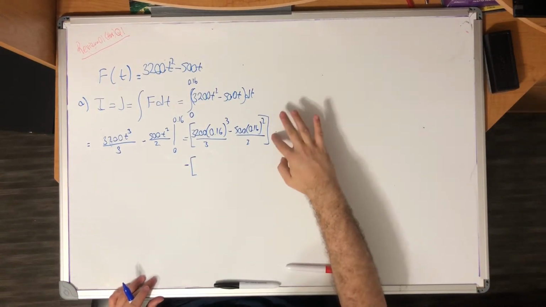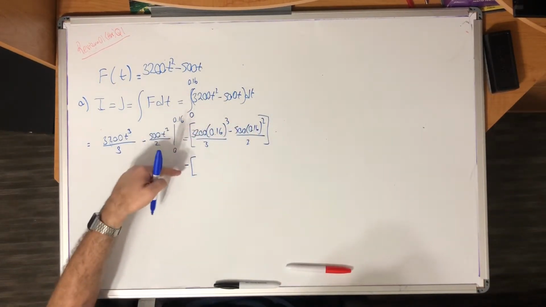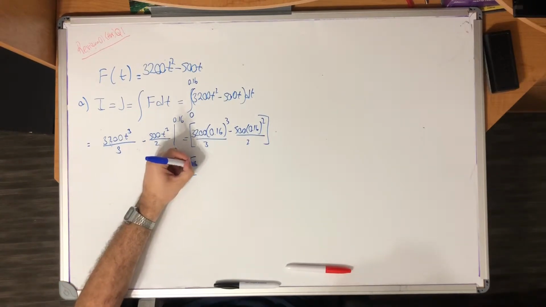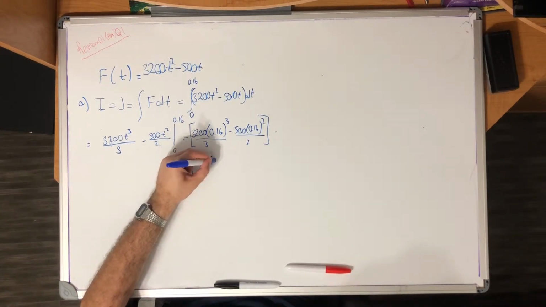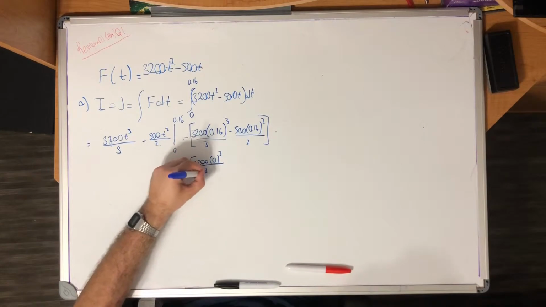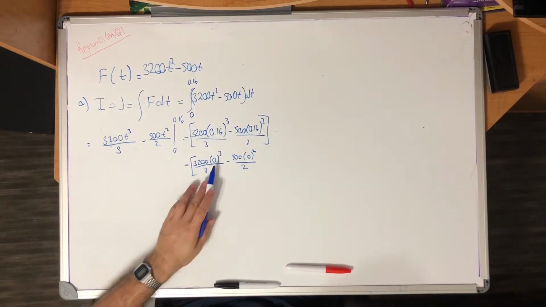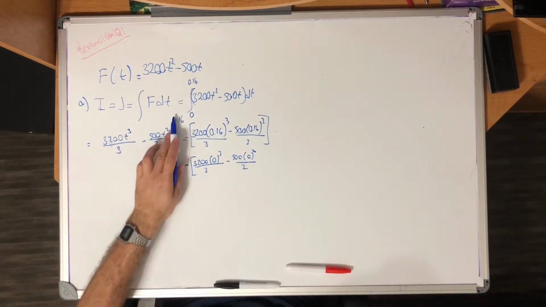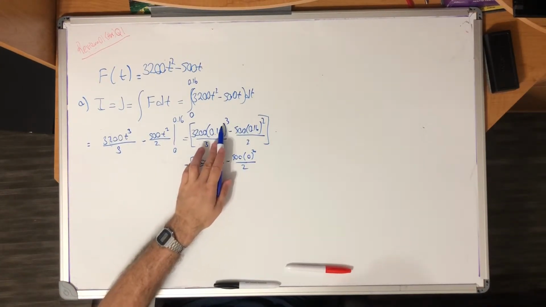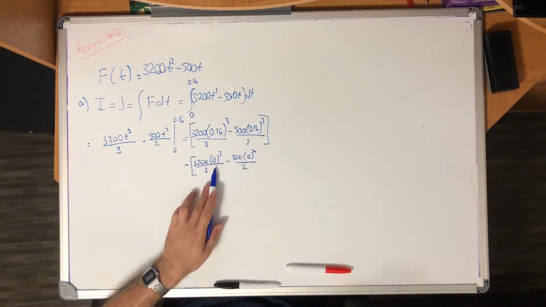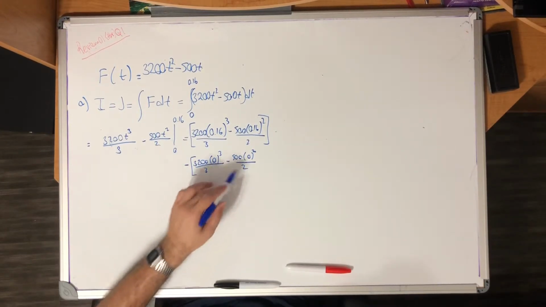So I continue this over here. So that's minus 3,200 times 0 cubed divided by 3, minus 500 times 0 squared divided by 2. Because I replaced this t, the variable, with the upper and lower boundary. Up there, I replaced it with the upper, 0.16, and up over here, I replaced it with 0.